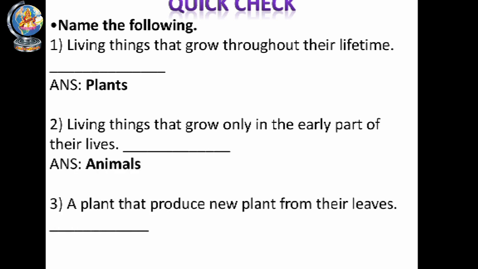Let's go for the third one. A plant that produces new plants from its leaves. You have seen the photo also. So that is Bryophyllum, most important, Bryophyllum plants, and its spelling. Don't forget it.